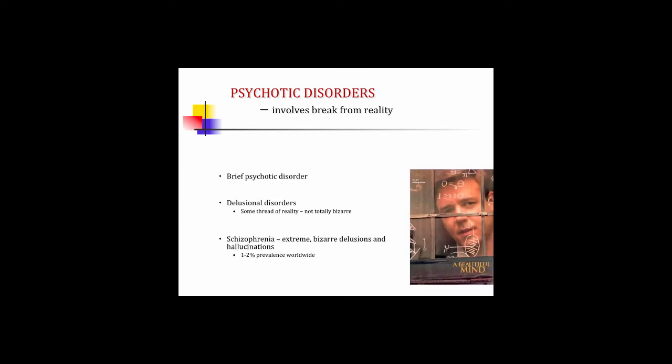Schizophrenia is the most extreme version of psychotic disorders, and we're talking about bizarre delusions and hallucinations. Hallucinations include auditory and visual. Perhaps you've seen the movie A Beautiful Mind with Russell Crowe. It was about a brilliant scientist named John Nash who suffers from schizophrenia.